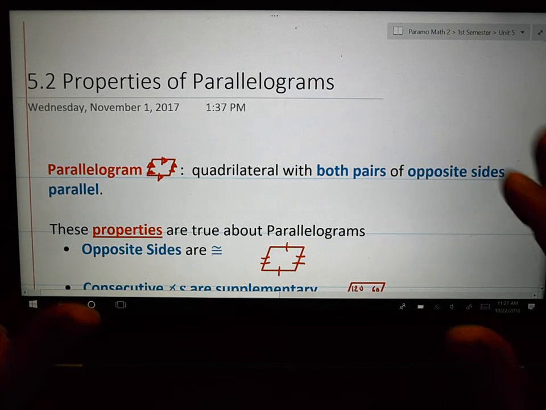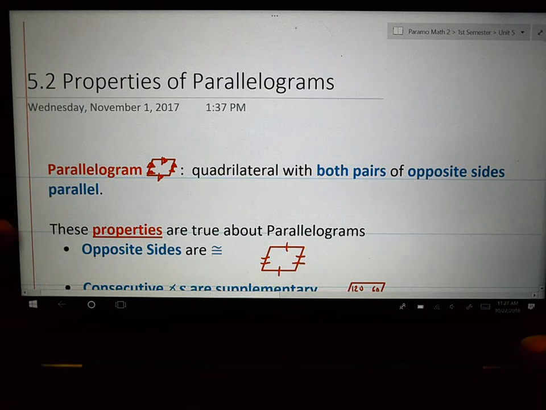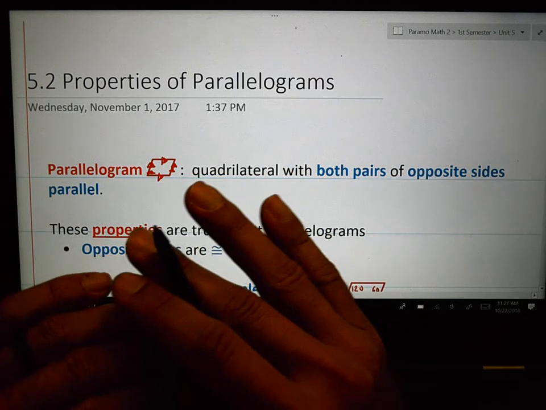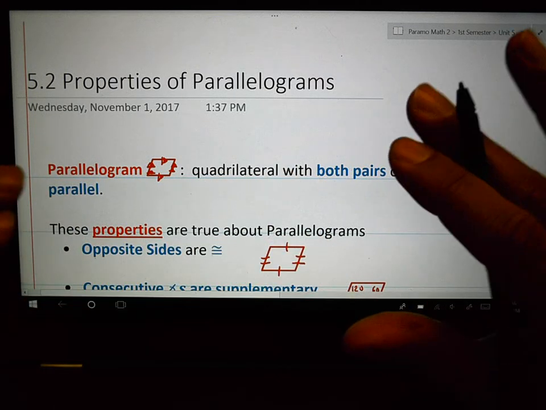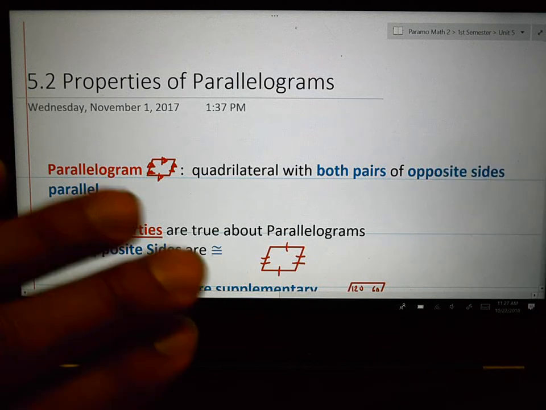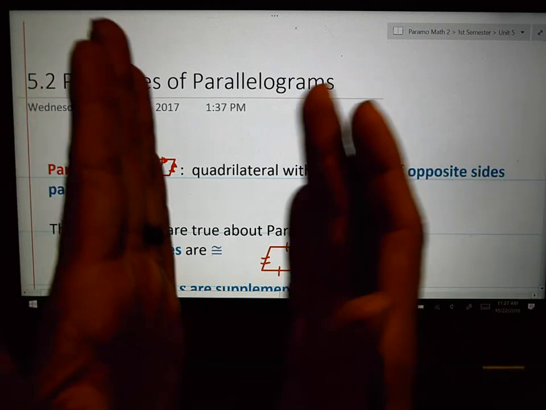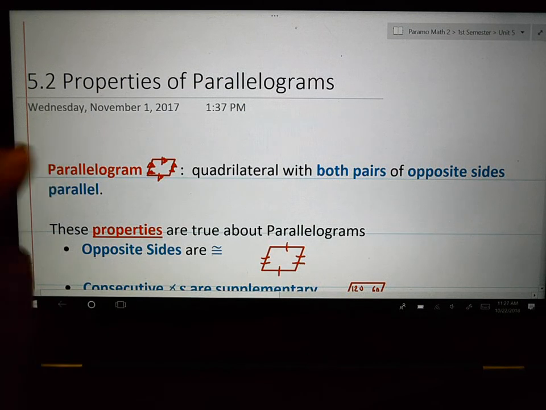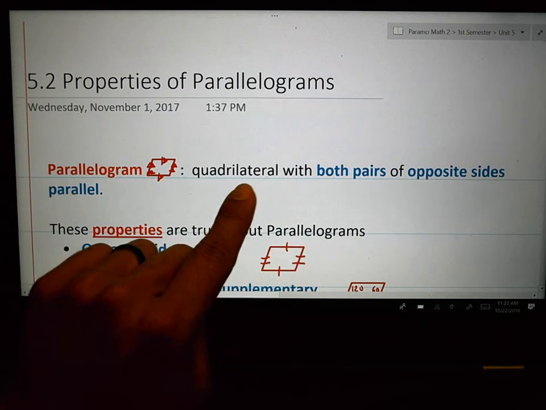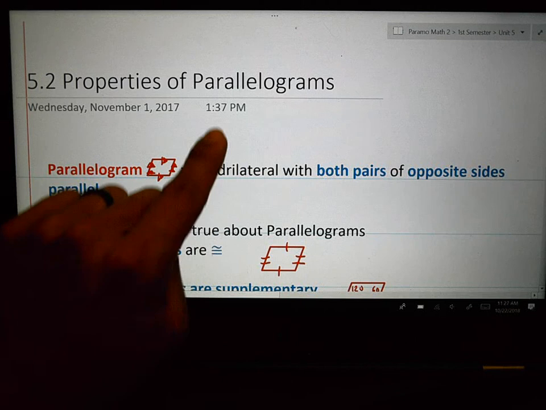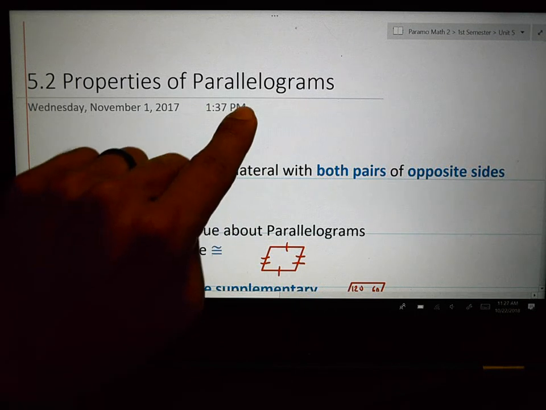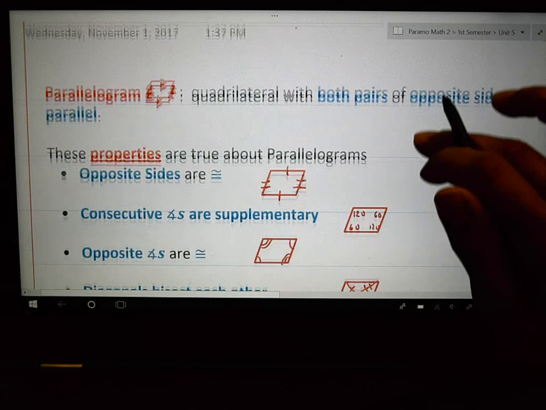5.2, instead of us just talking about polygons, in 5.1 we talked about three-sided shapes, four-sided shapes, five-sided shapes, pentagons, hexagons, octagons, things like that. We're going to now narrow things down, and the rest of this unit is going to be on four-sided shapes. The first four-sided shape that we're going to talk about specifically is something called a parallelogram.